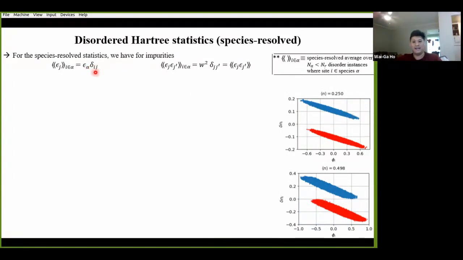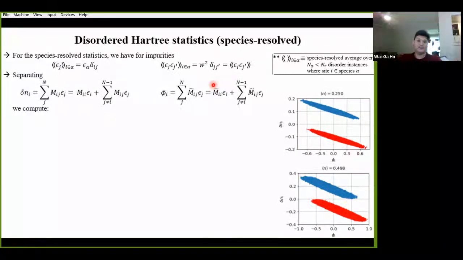So now when site I equals J, we know that each sample of our species-resolved data set is going to have the same kind of impurity, which we'll just denote with that epsilon alpha. For the intersite correlator, what I'll mention is that resolving the local statistics by species isn't really going to have any effect on how two arbitrary sites J and J prime are correlated in general. So the second condition doesn't really look any different from the unconstrained case.